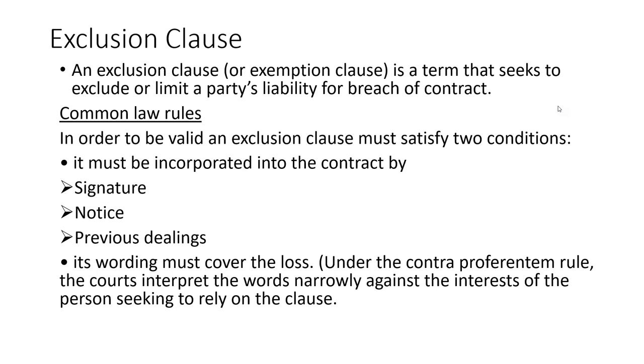Coming to the exclusion clause, next topic. What is an exclusion clause? An exclusion clause or an exemption clause is a term that seeks to exclude or limit a party's liability for a breach of contract. It is a clause which is incorporated into a contract by one party. So in case they breach the contract, they can limit their liability or exclude their liability. In case a party breaches a contract, and they have entered the exclusion clause in the contract, they might not have to pay any damages or remedies.